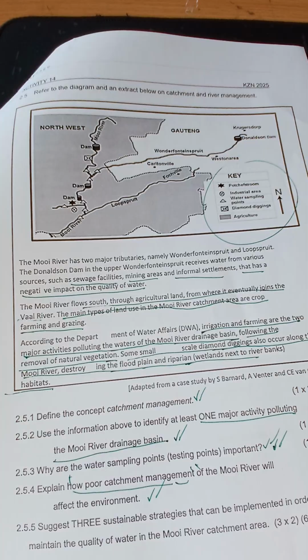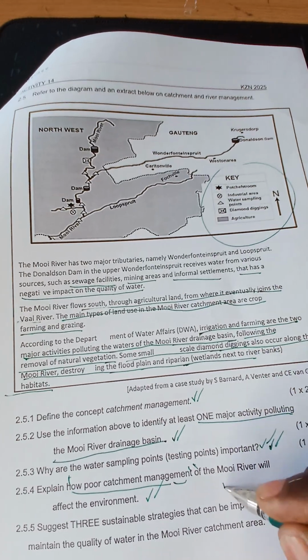Eutrophication, we are having those chemicals from fertilizers getting into this drainage basin. So that's the process of eutrophication. It decreases the oxygen levels in the river, which will also affect the aquatic life. That's basically what we are talking about. Then you get your 4 marks.